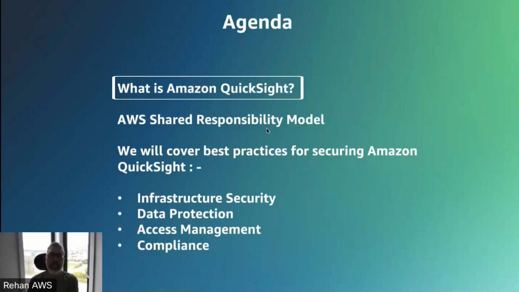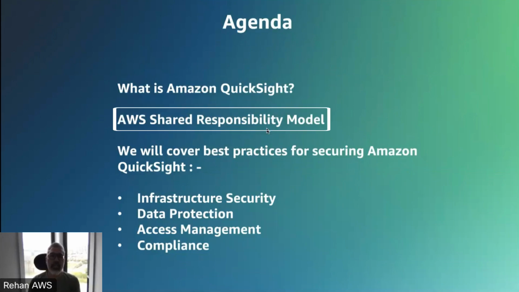The agenda for today is we're just going to have a quick look at what is Amazon QuickSight. Most of you might know this, but it's just going to be a refresher. Then, what is the AWS shared responsibility model? We've all come across this a lot, so we'll briefly touch upon it and understand where the responsibilities lie in terms of making sure that our accounts are secure. On this side of the fence, what is AWS responsible for? And on the other side of the fence, what are you as a customer responsible for, in making sure that your services are secure and compliant as well.